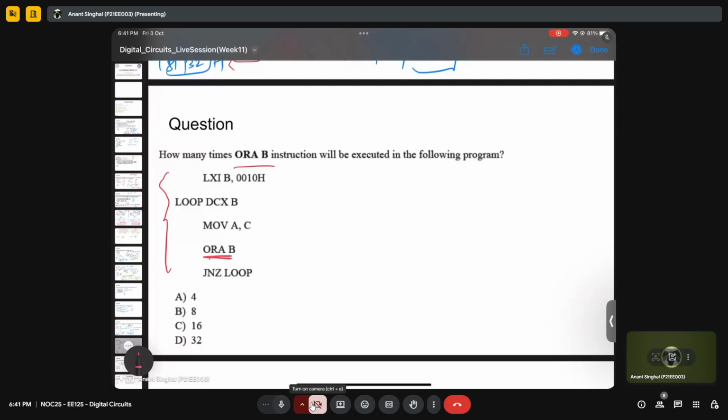Okay, so let me try to explain that if you don't have any answer till now. I think we have already discussed at least this instruction in one of the previous questions. It says LXI, which I already told you means load immediate, right? So it says load the register B. B is nothing but the BC register pair, right? Since we have 16 bits, it will immediately store 0010 in BC.